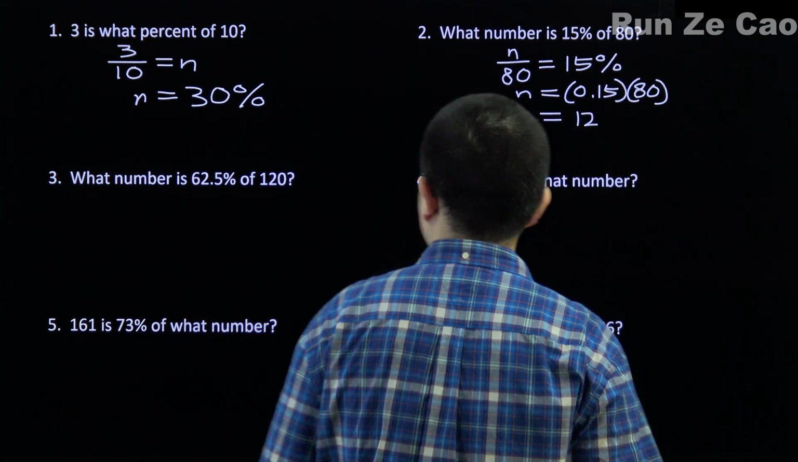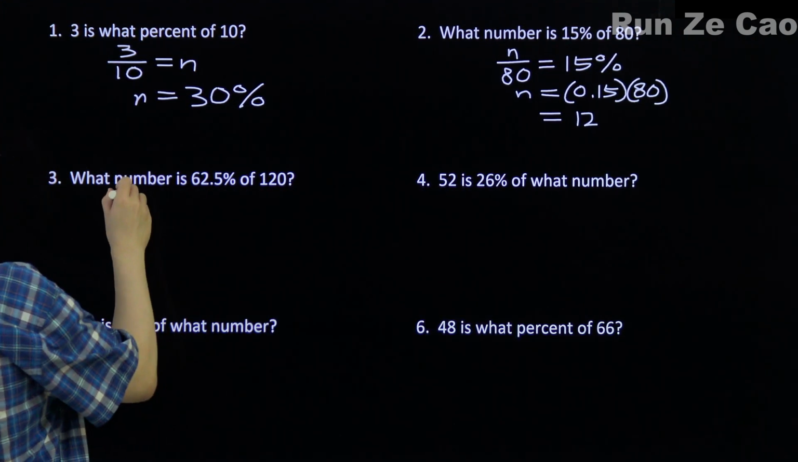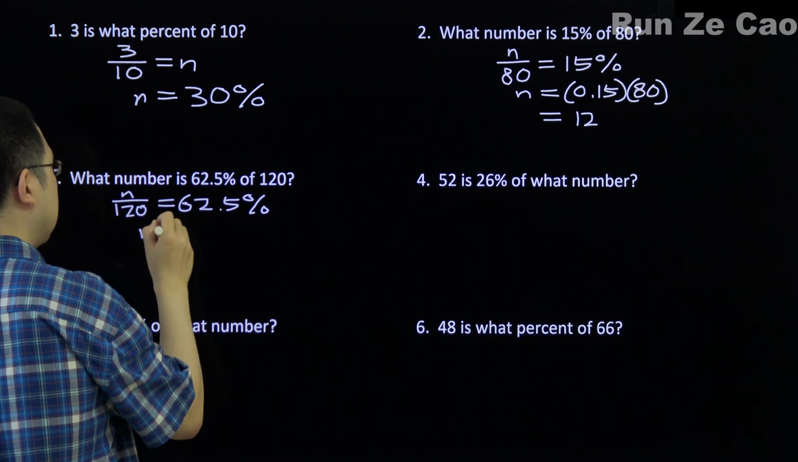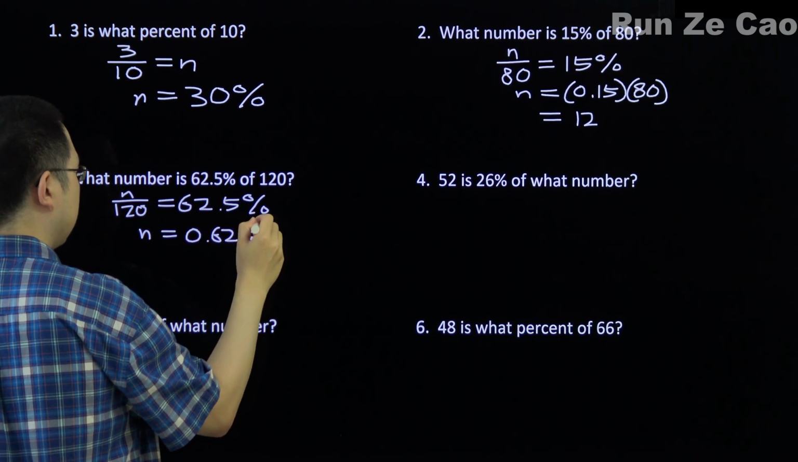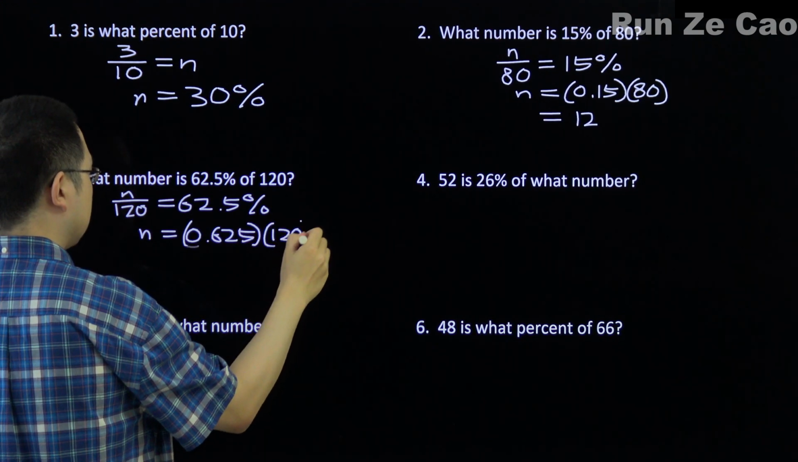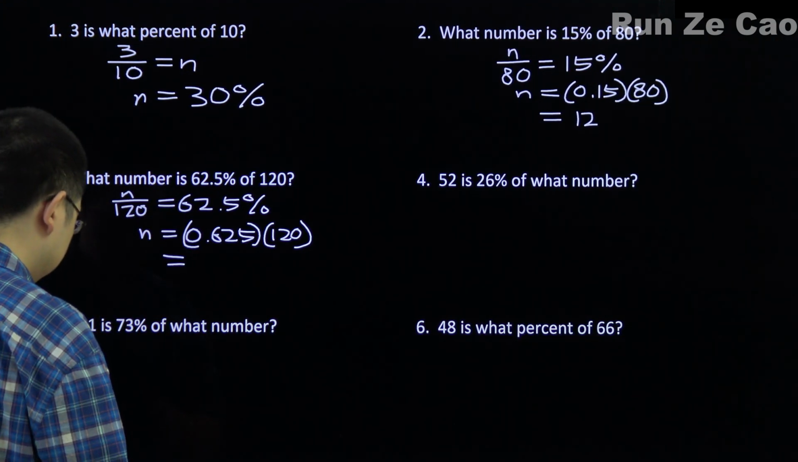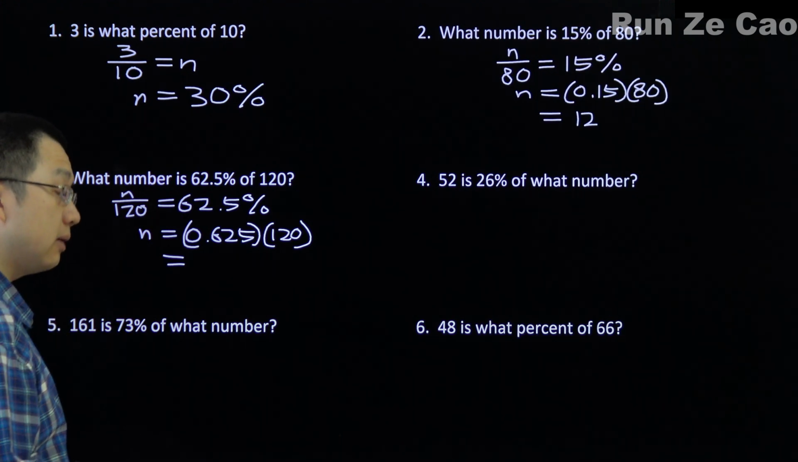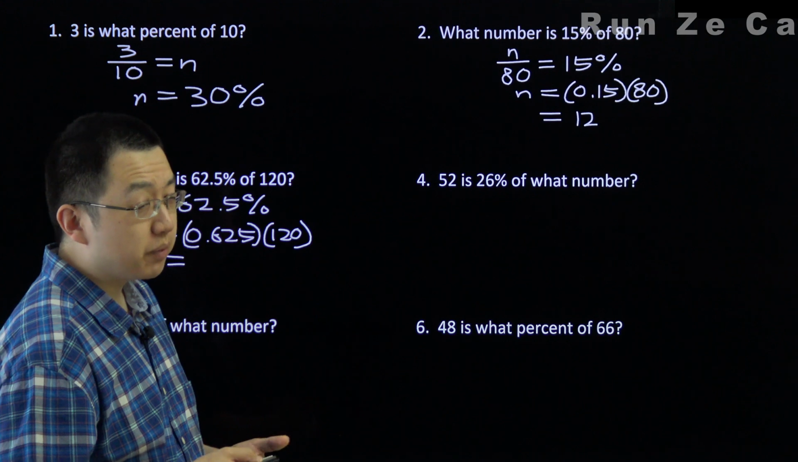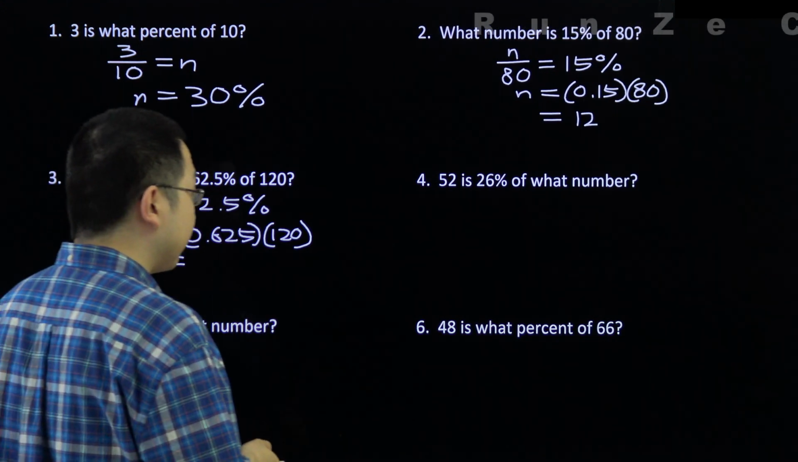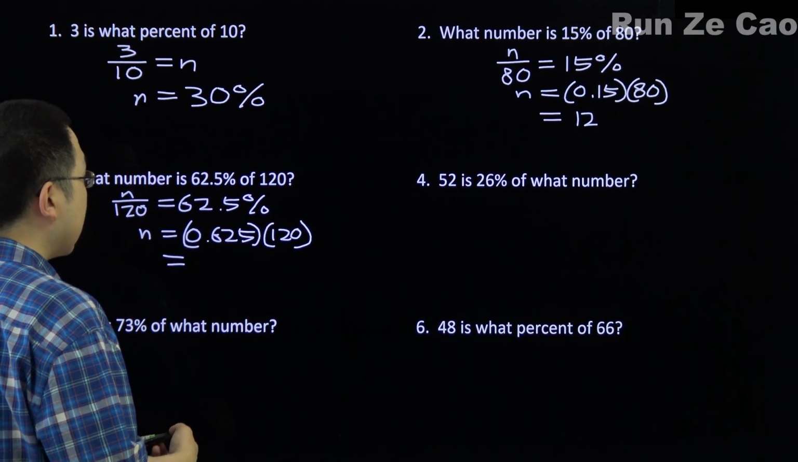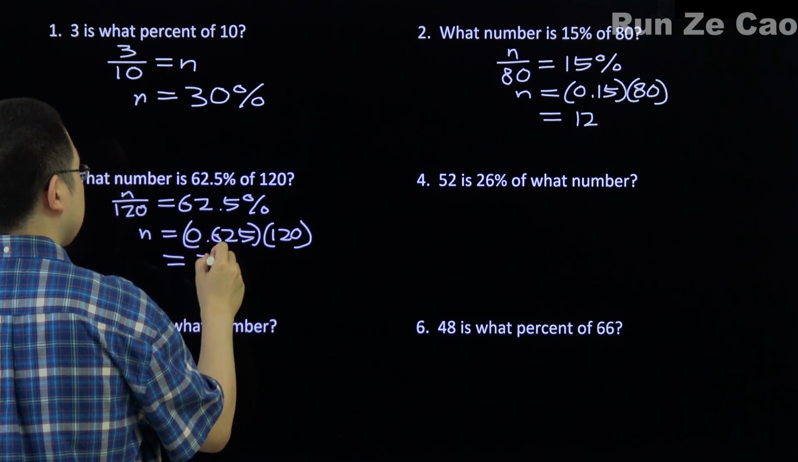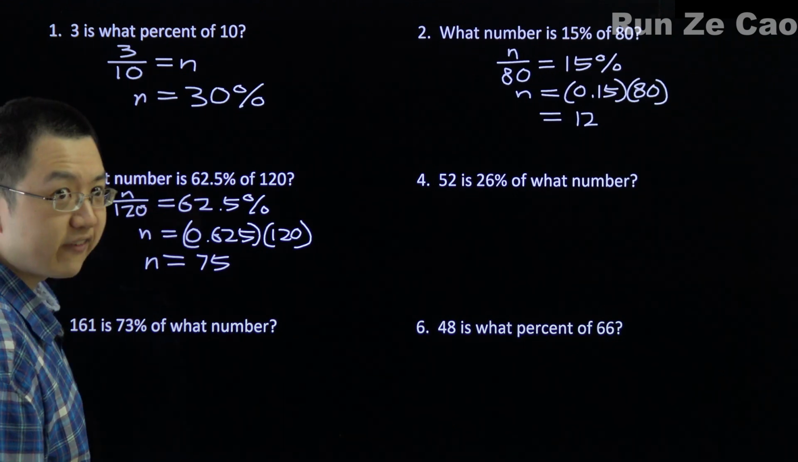Now what number is 62.5% of 120? So n over 120 is equal to 62.5%. N is equal to 0.625 times 120, which is equal to, hey, what's 0.625? 0.125 is 1/8. So 0.125 plus 1/2 is 1/8 plus 1/2. So that's 5/8. What's 1/8 of 120? 1/8 of 120 is 15. 5/8 times 120 should therefore be 75. So n is equal to 75.